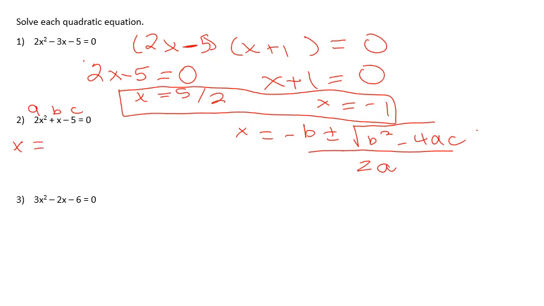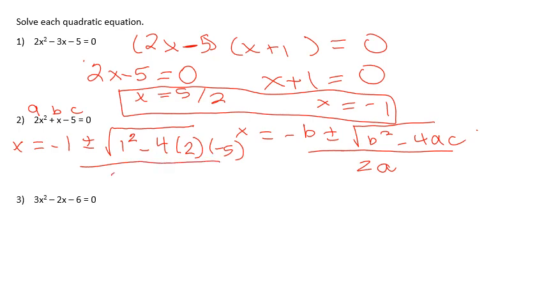x equals the opposite of the coefficient of x, so negative 1, plus or minus the square root of 1 squared minus 4 times a is 2, the coefficient on x squared, c is negative 5, about to run out of space there, all over 2 times 2. All right, I'm going to erase the formula so that I have a little more space here to get the final answer.